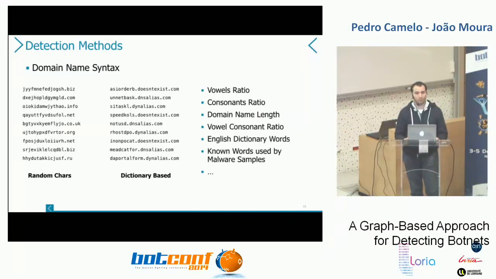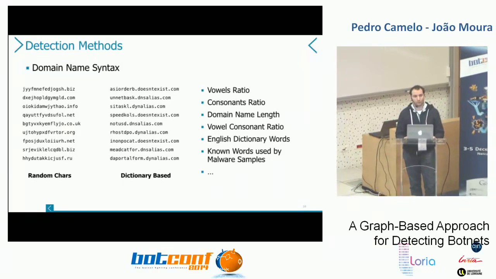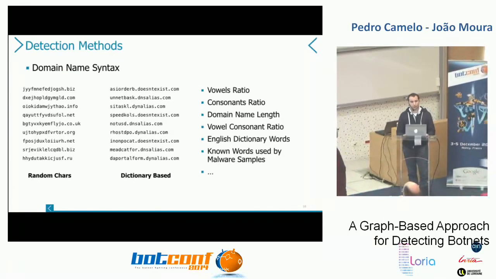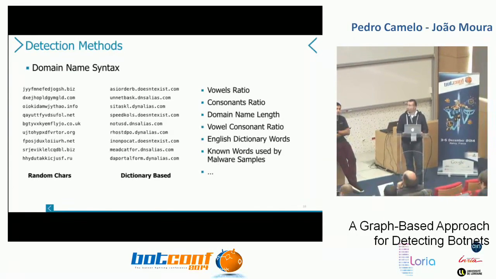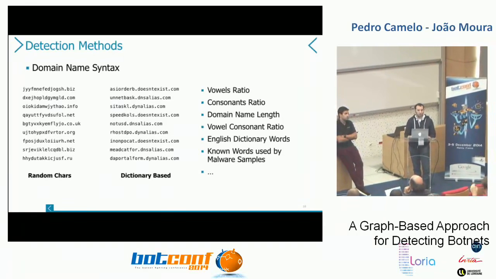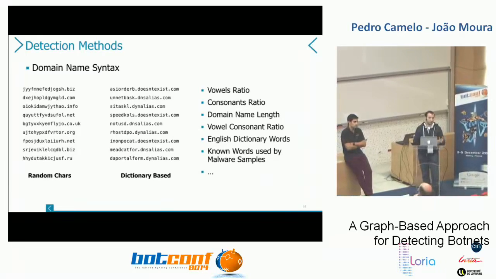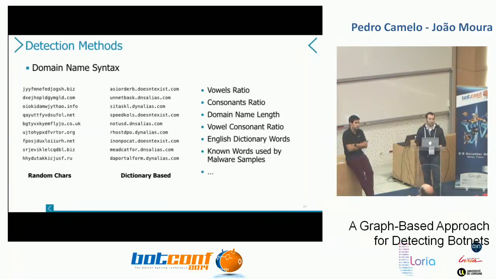And is it a multi-class classifier that gives you the botnet that would use this DGA, or do you have one classifier per botnet, or how do you do that? We have one classifier by botnet. Okay. Thank you. On the paper, there's only one. We joined everything and did one classifier, but now we are using separate. Okay, thanks.